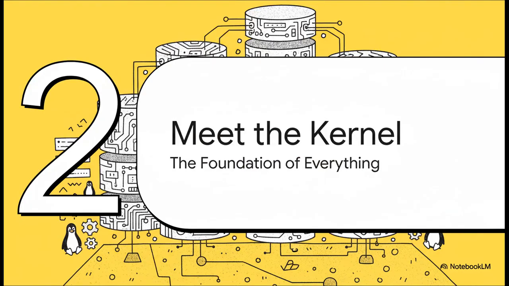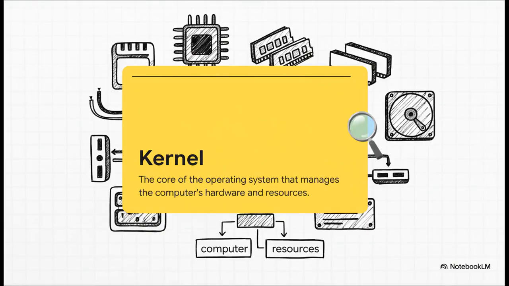And to do that, we've got to start at the very bottom. I mean the absolute foundation of any Linux system. We're talking about the one piece that makes everything else even possible, the kernel. So, what even is it? Well, the kernel is the absolute heart of the operating system. Think of it as the master program. It's the one that talks directly to the metal, the hardware, and it's in charge of managing all of the computer's resources. We're talking CPU, memory, disks, the whole shebang.